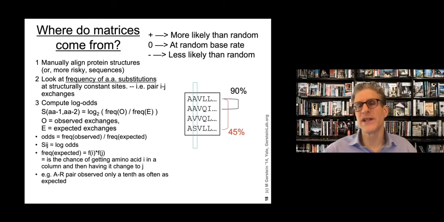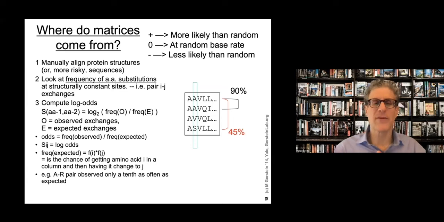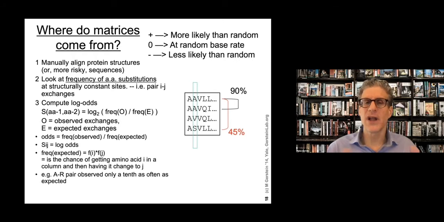And where do these matrices come from? Well, there are a lot of different ways you can imagine coming up with the numbers in the matrix, including just your raw intuition about the similarity of the different letters. But a slightly more rigorous way would be to imagine you had some alignments of protein sequences, perhaps from looking at the protein structures.